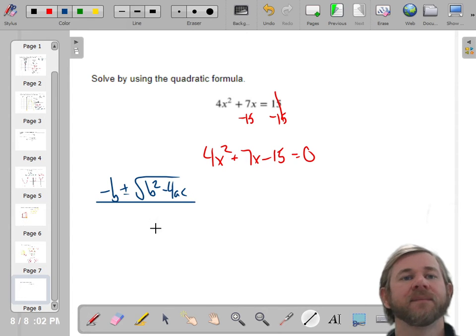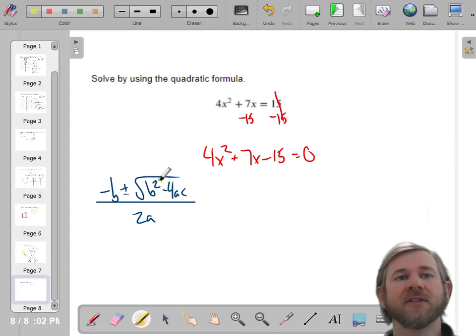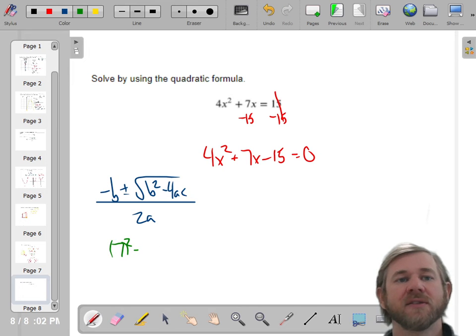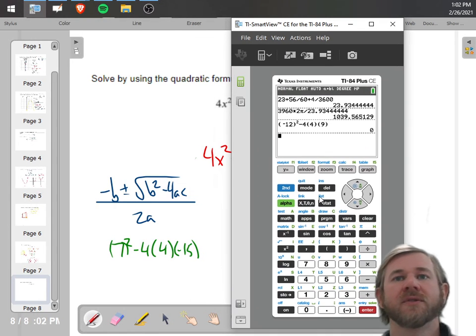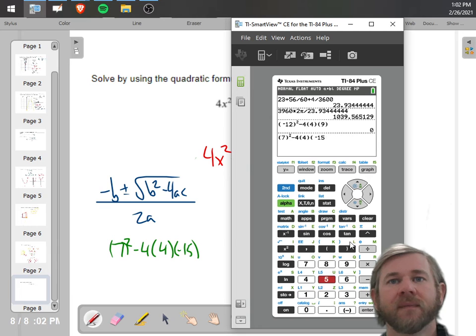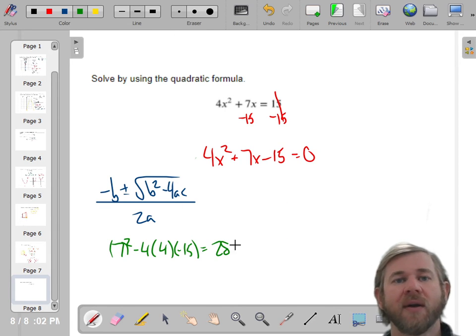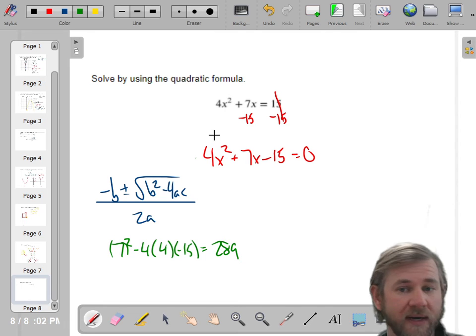Over 2a. I like to do this part first, so I'll do that first. I'll find the discriminant. So 7 squared minus 4ac. So we'll do 7 squared, and I like to do the parentheses, it keeps me out of trouble. Minus 4ac. 289. So this is 289. So now when I write the formula, I just know I'll put the square root of 289 in there.